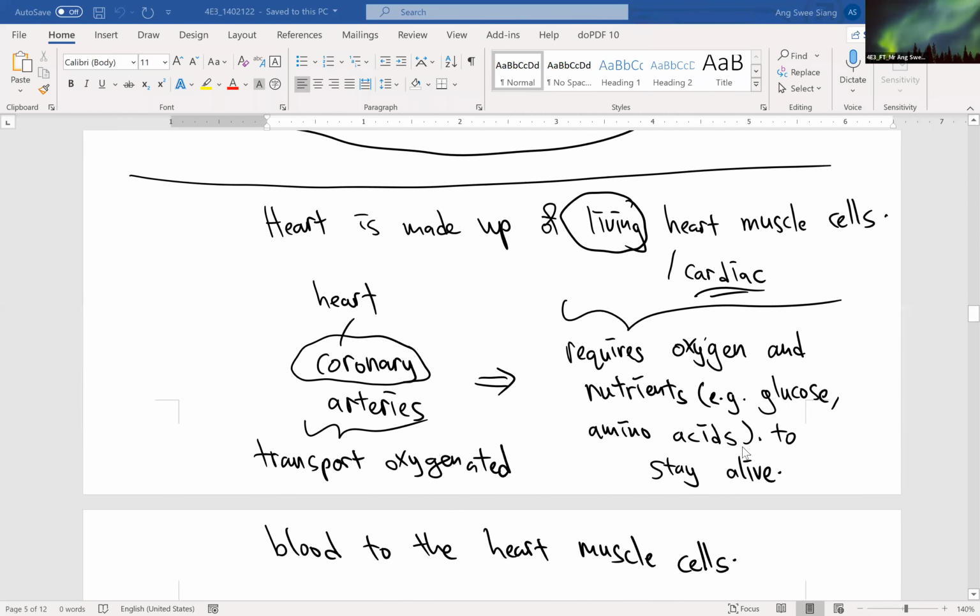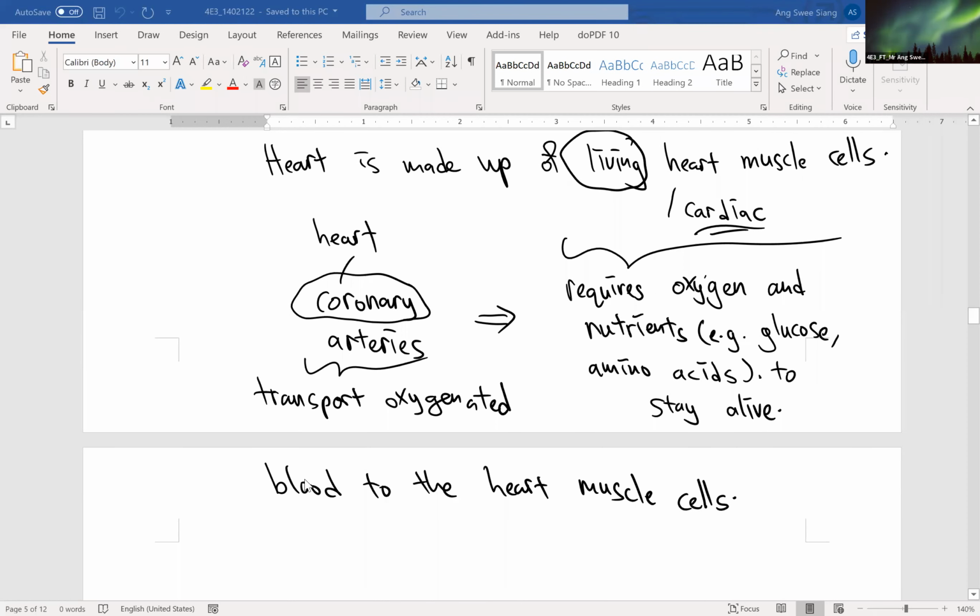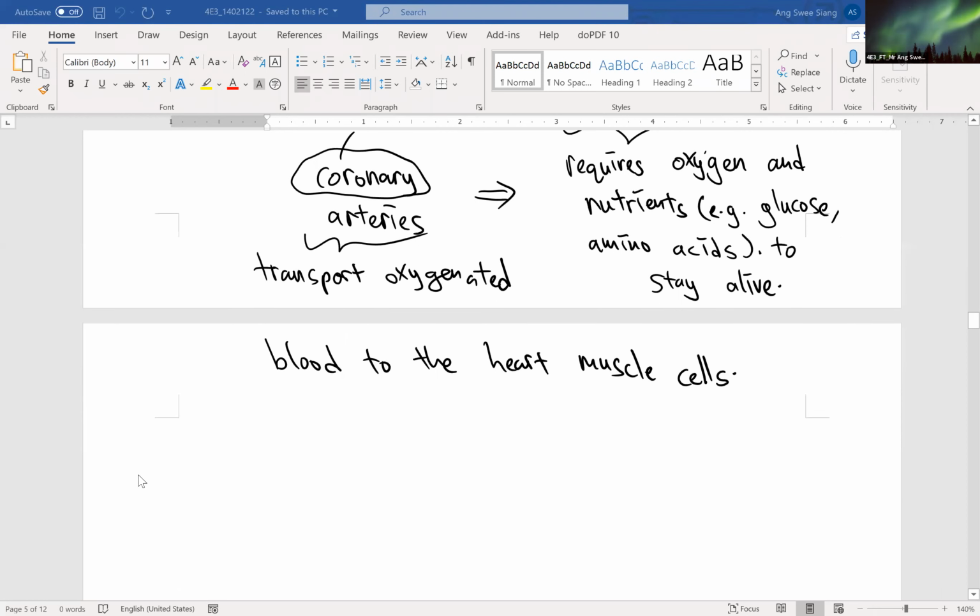Okay, in the previous lesson on transport in humans, we were looking at the heart already. We are at the place where we are looking at the coronary artery. Then we were talking about the function of the coronary artery, which is to transport oxygenated blood to the heart muscle cells. Okay, so I need to complete the story today.